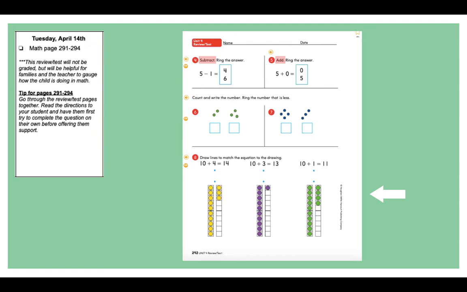Then you're going to do the same thing with 10 plus 3 equals 13. Does that match the yellow, the purple, or the green? And the last one is 10 plus 1 equals 11. Does that match the yellow, the purple, or the green? Go ahead and draw a line from the equation to the picture to see which one matches.